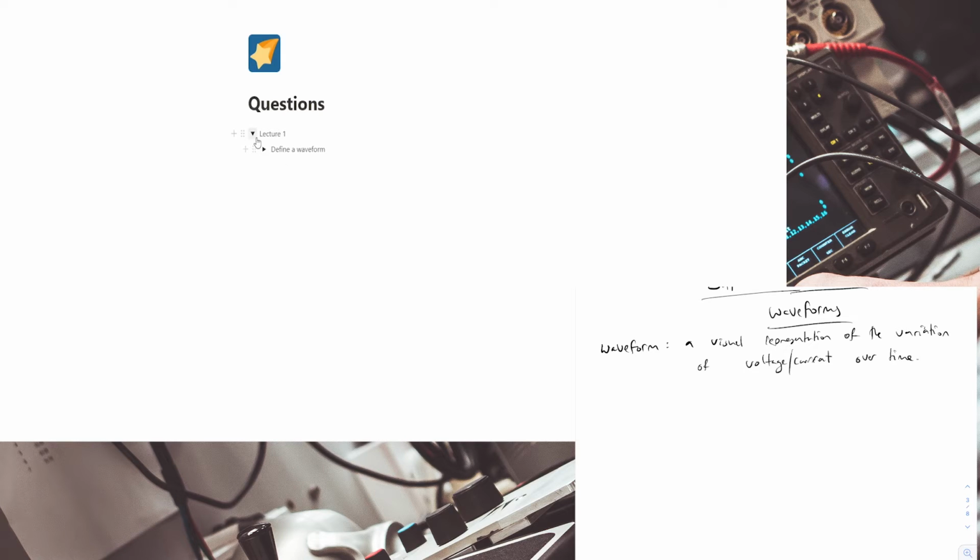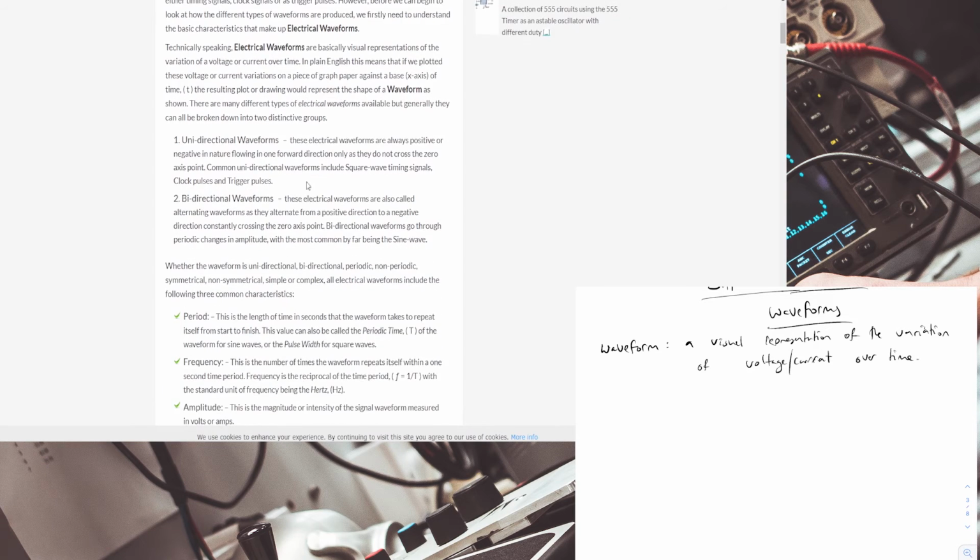Okay, so I'm going to look away and just test myself. Define a waveform. A waveform is a visual representation of the variation of voltage or current over time. That variation part, that's important. Okay, I'm comfortable with that. It'd just be really helpful if people defined stuff before they start teaching it to you. Okay, so there are many different types of electrical waveforms available, but generally they can all be broken down into 2 distinctive groups. Nice. I love when people categorize things. Please, we need more categorizations.